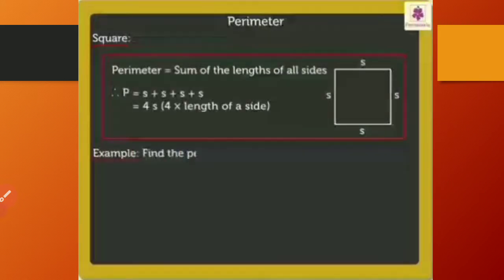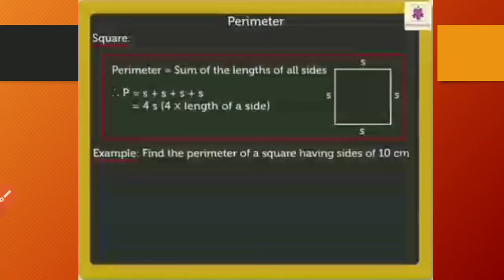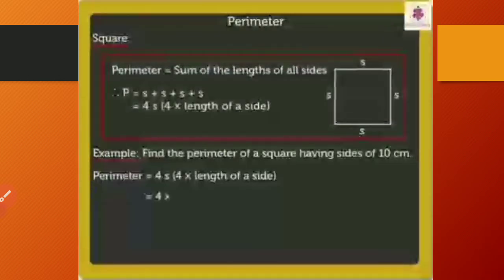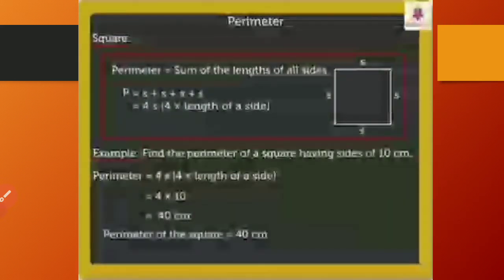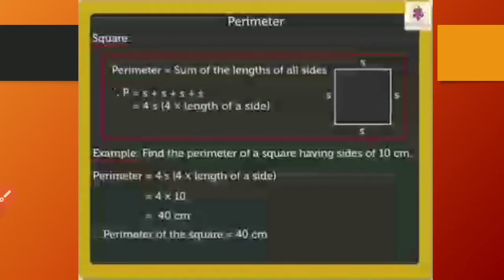Now, let's find the perimeter of a square having sides of 10 centimeters. Using the formula, perimeter of the square is equal to 4 into 10, which is equal to 40 centimeters. Thus, perimeter of the square is 40 centimeters. Now from here you understood the perimeter. Now look at some exercises.